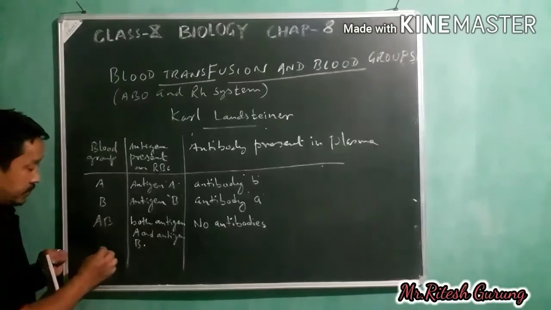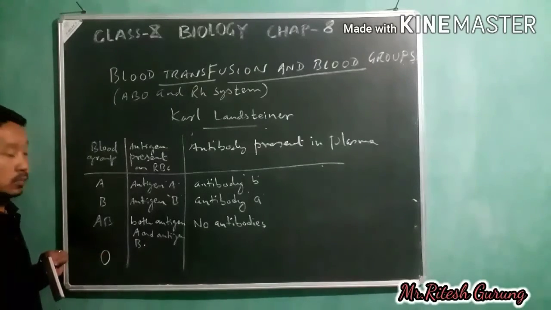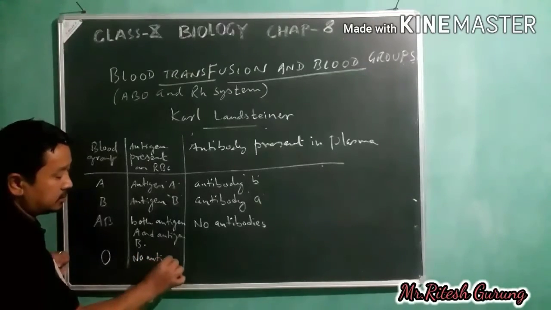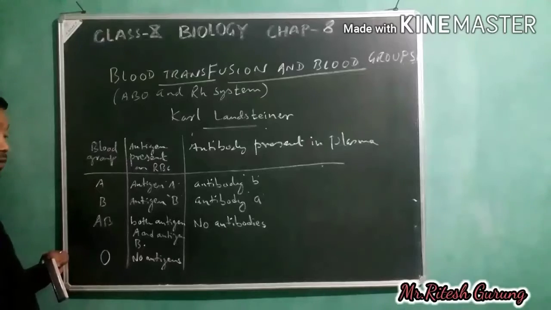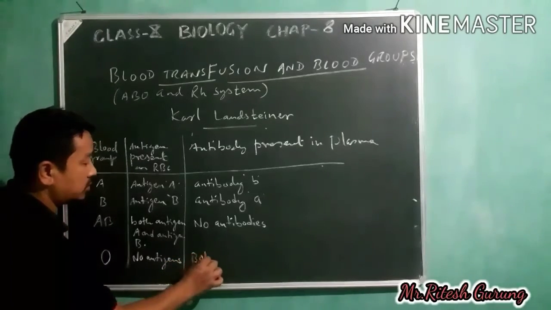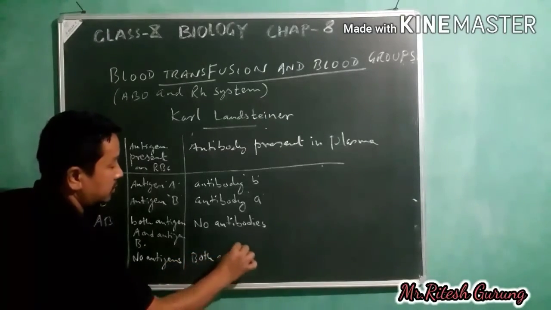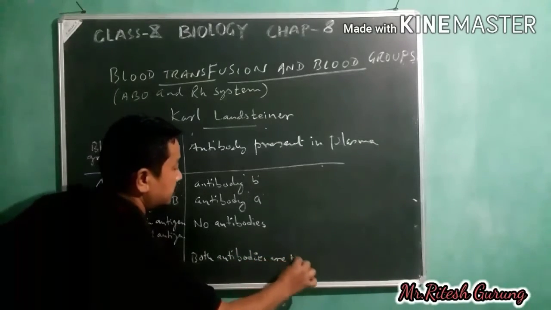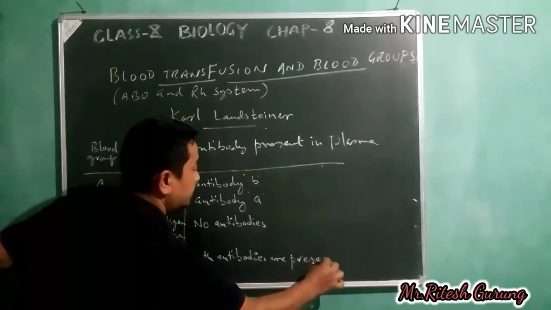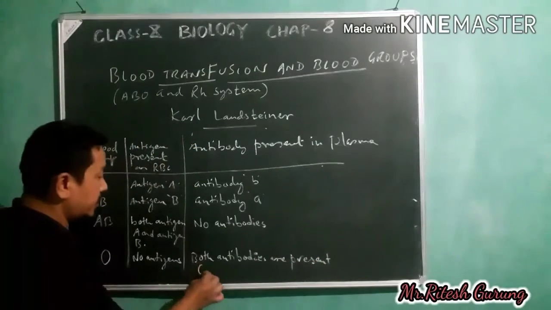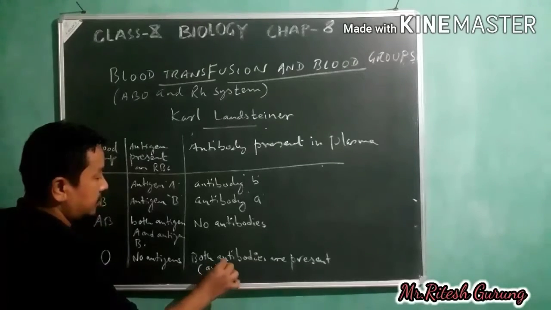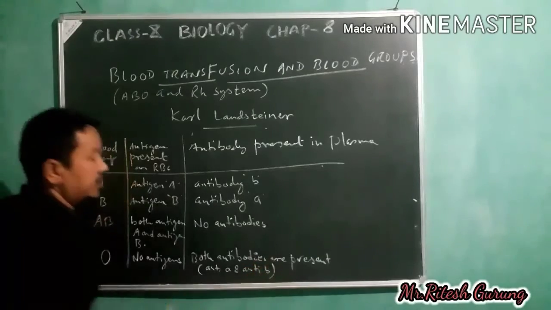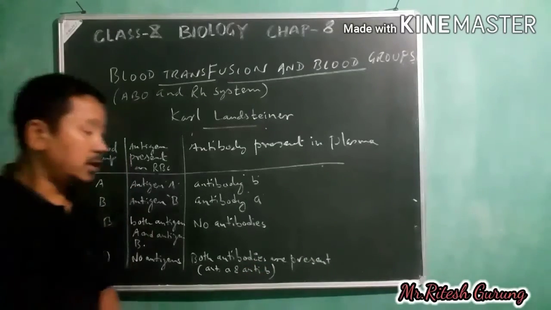Then blood group O. Blood group O has no antigens, whereas both antibodies are present. Both antibodies means anti-A and anti-B. See, this is your blood group.